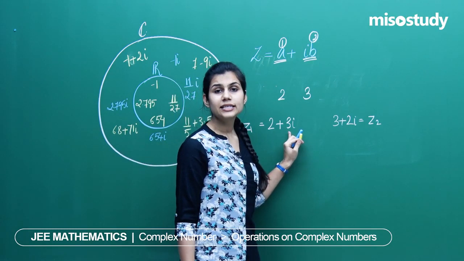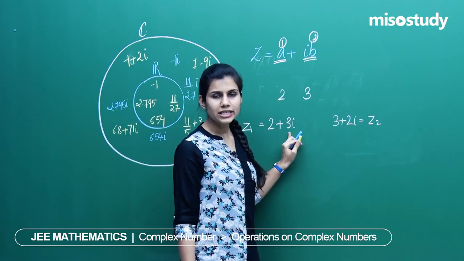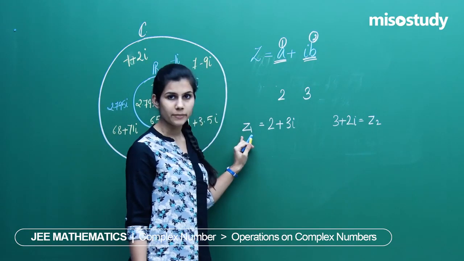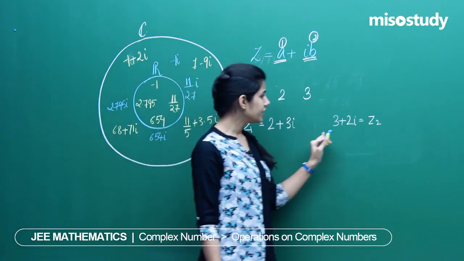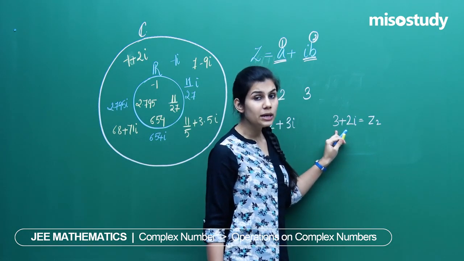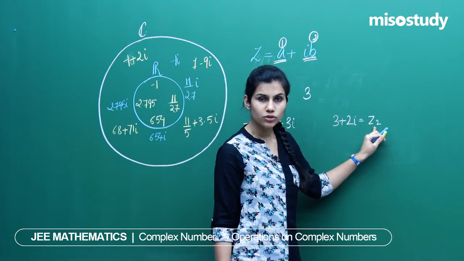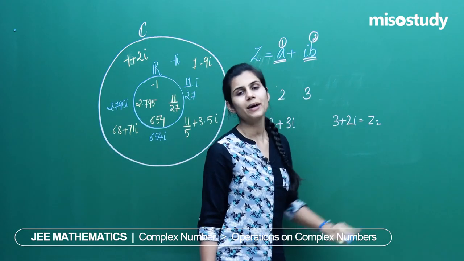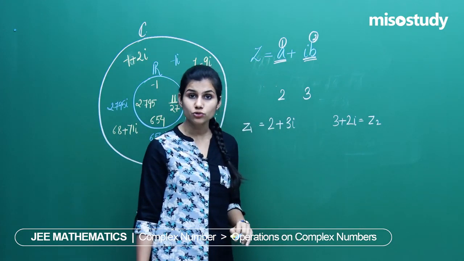And 3 is sitting adjoined with iota, so 3 is basically making up the imaginary part of this complex number z1. Over here 3 is sitting alone. So, 3 is basically contributing to the real part of the complex number z2, and because 2 is adjoined with iota, 2 is contributing to the imaginary part of the complex number z2.